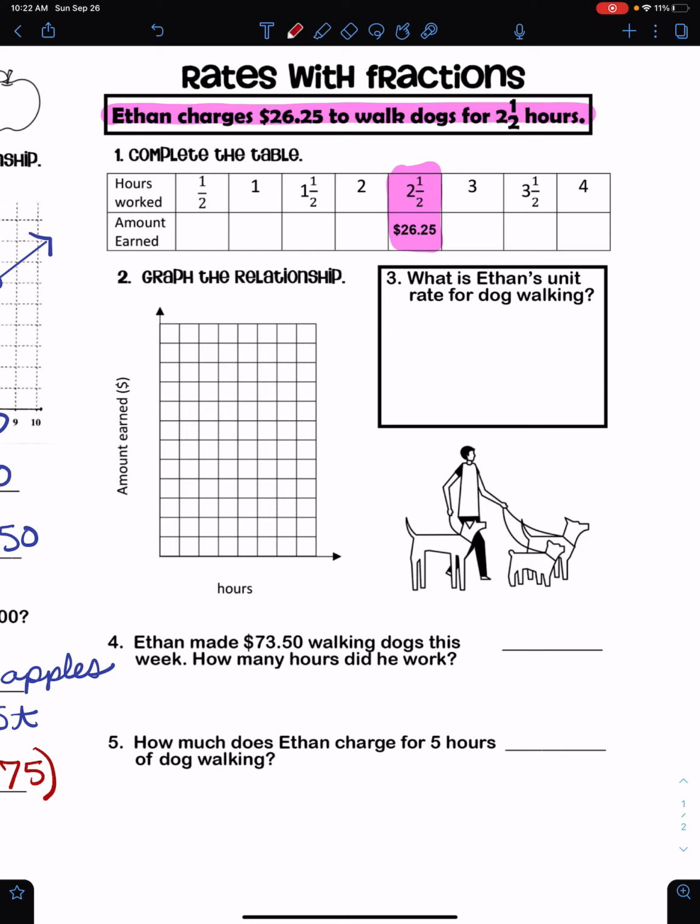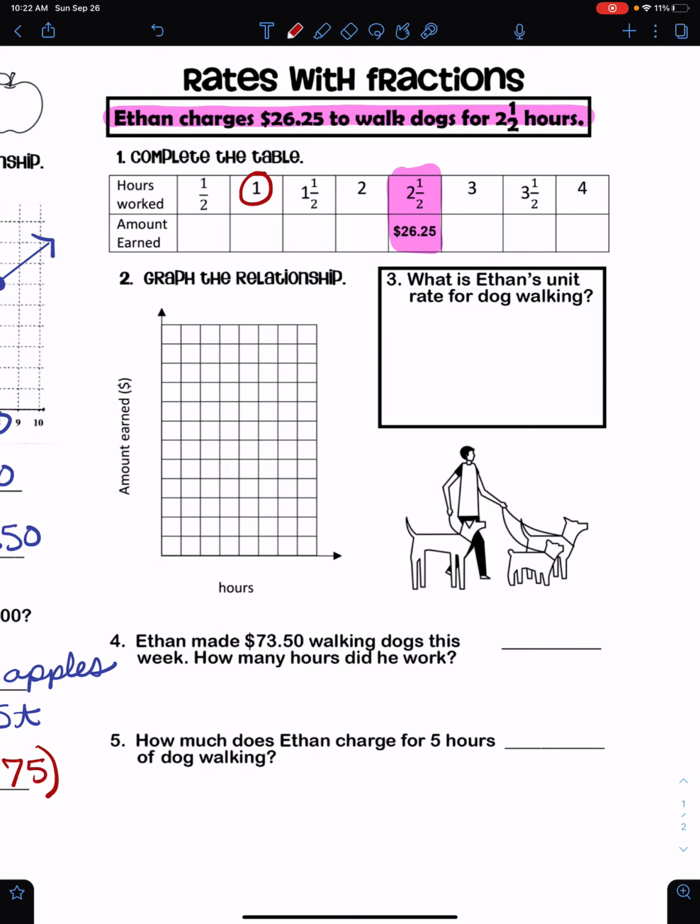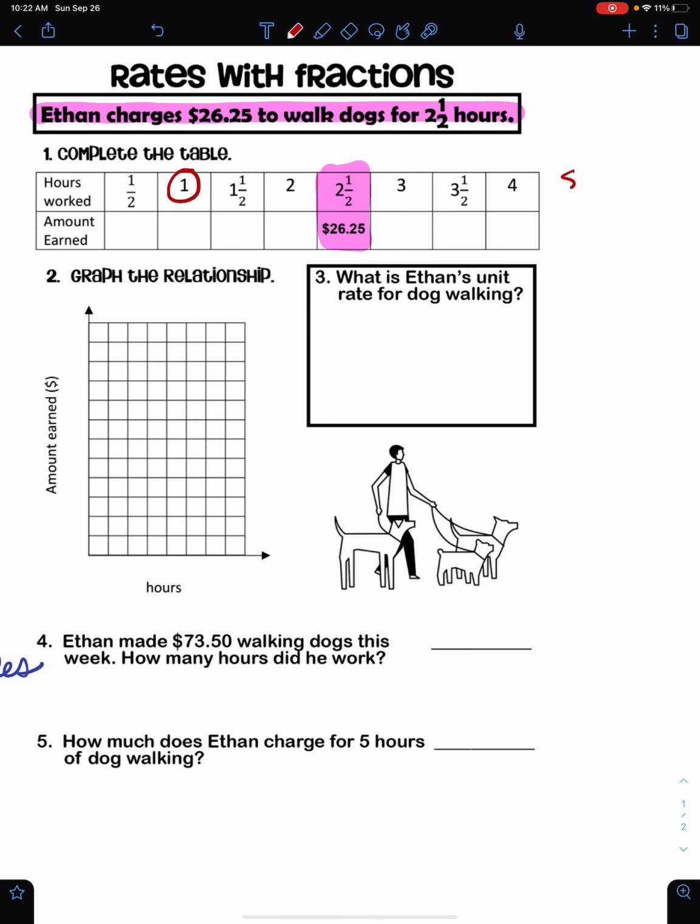For tables like this, I think it's always really wise to begin by finding the unit rate. So how much for 1 hour? Remember, to find a unit rate, I can set up a ratio, $26.25 for 2.5 hours. I'm going to put that in my calculator now. I'm going to divide 26.25 by 2.5 hours to find that Ethan makes $10.50 per hour.